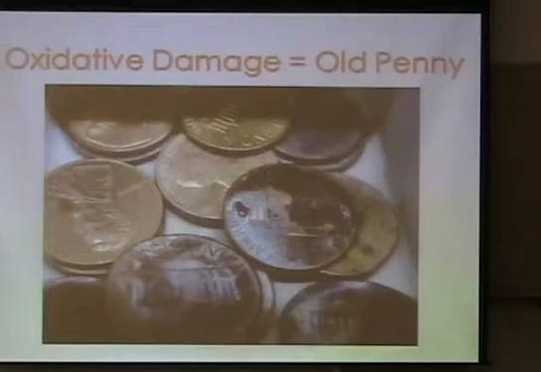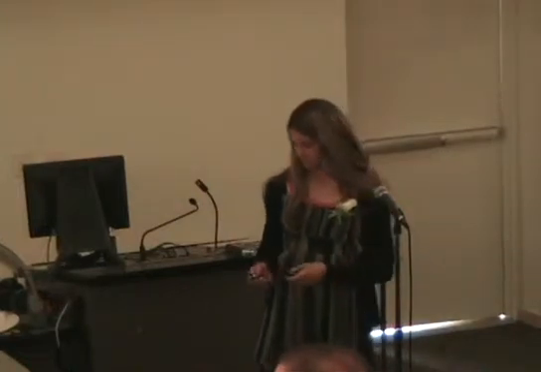Superoxide damage and oxidative damage in general can be thought of as a penny corroding. Just as a penny over time, after it's been left in your pocket, when it is exposed to oxygen in the atmosphere, becomes corroded and tarnished, that's what's happening inside of our bodies when superoxide and excess oxygen is present. Superoxide can break down automatically into hydrogen peroxide and oxygen, which our body can deal with.